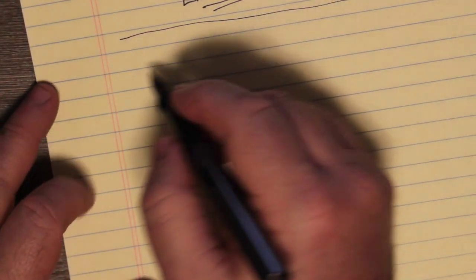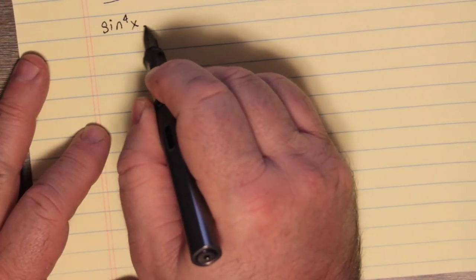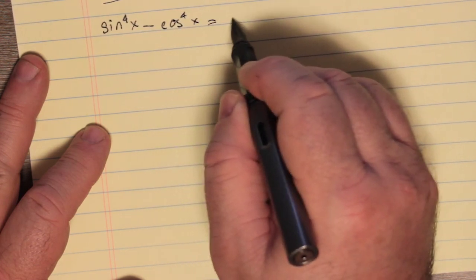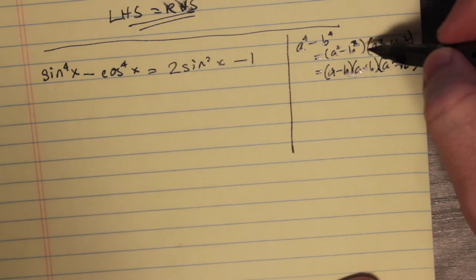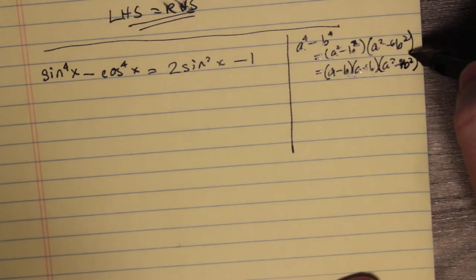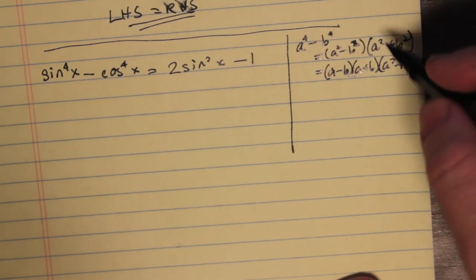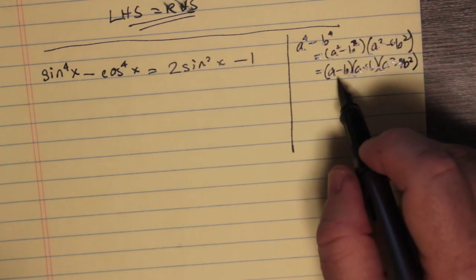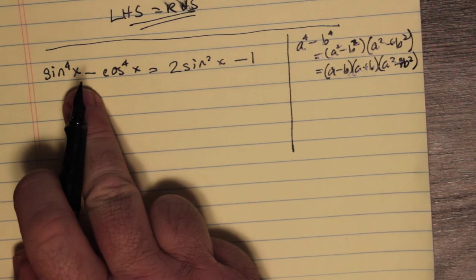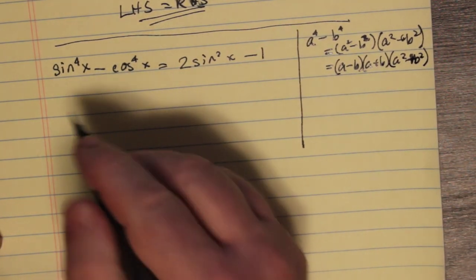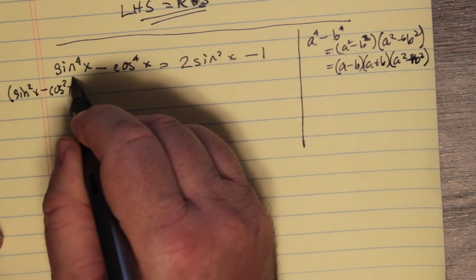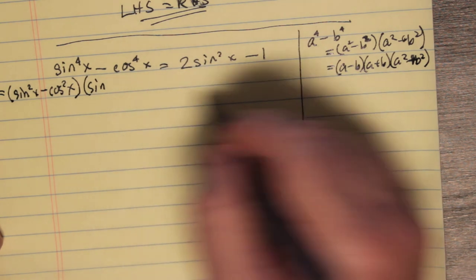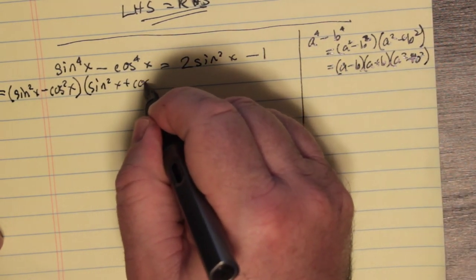Okay, this one's a little strange, but it's interesting. Sine to the fourth x minus cos to the fourth x equals 2 sine squared x minus 1. So a to the fourth minus b to the fourth becomes a squared minus b squared times a squared plus b squared, because it's one way of having difference of squares. A squared minus b squared is another difference of squares, and that can be further factored. Well, I'm hoping to do that here. We have two things that are to the fourth power, and so we can say, well, sine squared x minus cos squared x times sine squared x plus cos squared x.